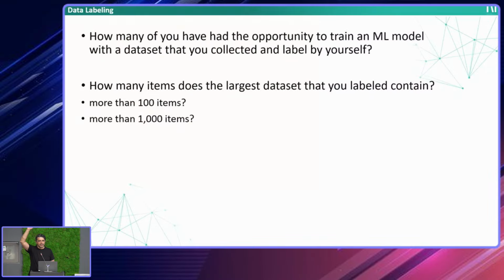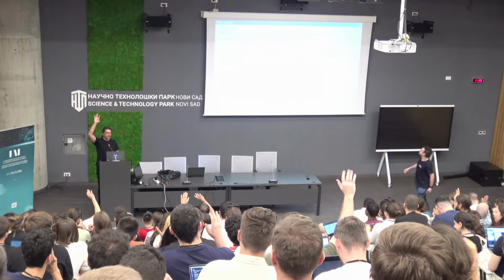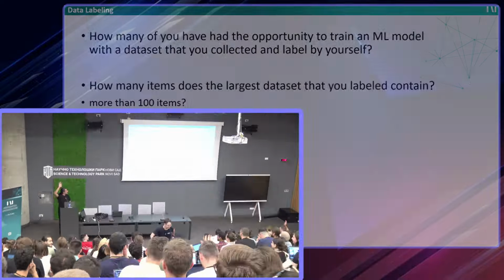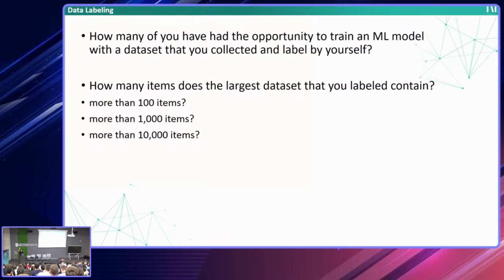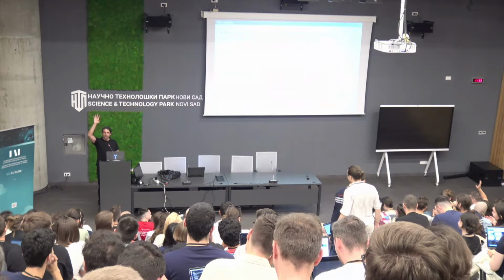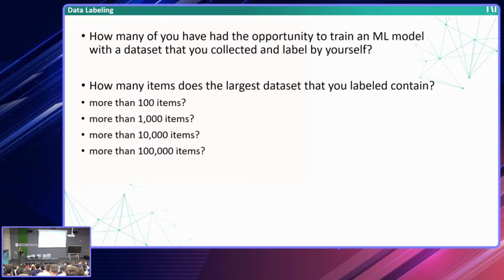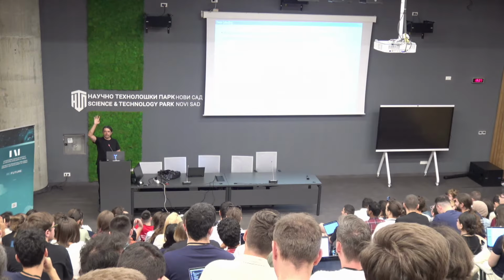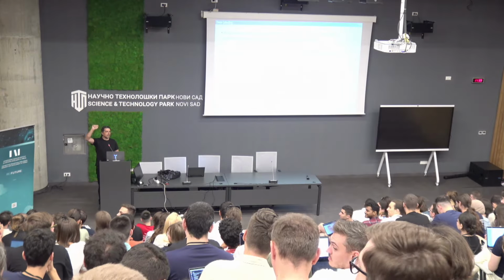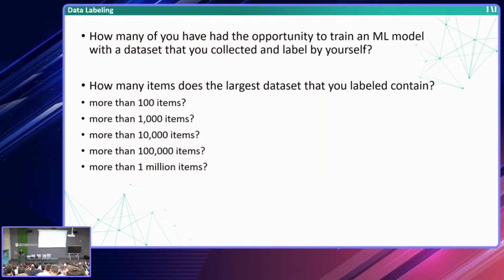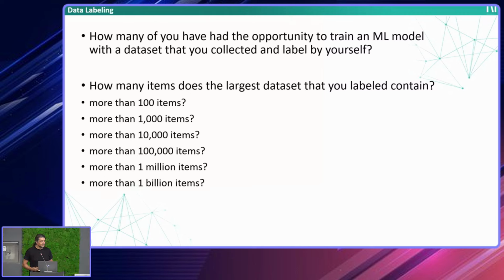More than 1,000? Okay. Decreasing. Let's see. More than 10,000? Okay, we still have somebody. More than 100,000? Okay, one here. Okay, more than 1,000,000? No, nobody. Okay, just in case.